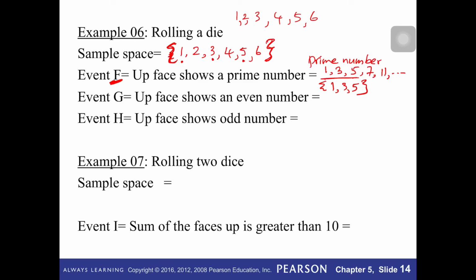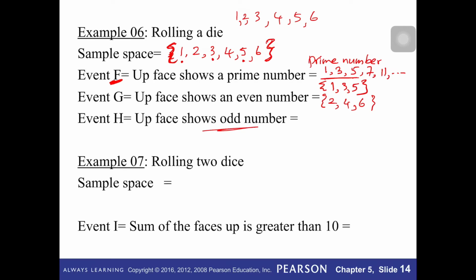Okay, the up face shows an even number. What are the even numbers? Is 1 an even number? No, 1 is an odd number, right? Even numbers are 2, 4, 6, 8, and so on. So we can get even numbers 2, 4 and 6.